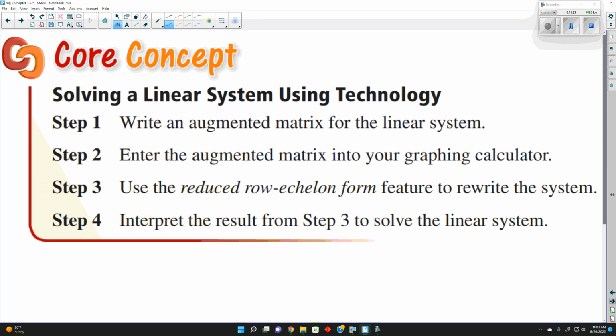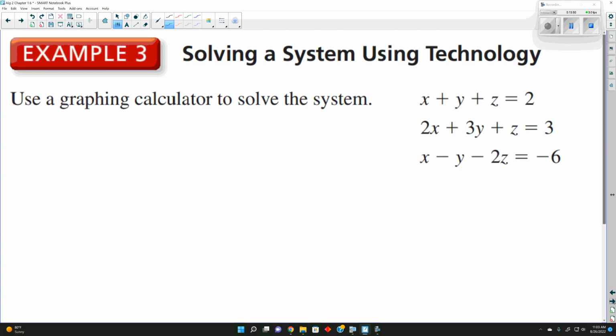So the way that we solve these using the calculator is, the first step is we rewrite it as an augmented matrix in the form of X, Y, Z. The second step is to enter the augmented matrix into your graphing calculator. The third step is to use the reduced row echelon form feature to rewrite the system. And then we interpret our solution. So this here is the first one we're going to look at.